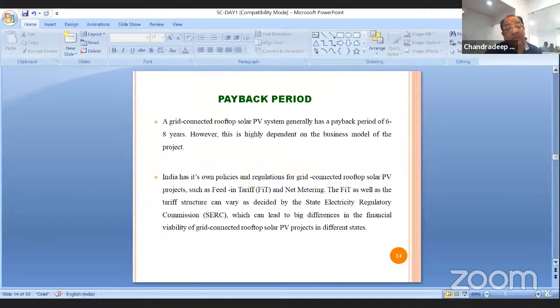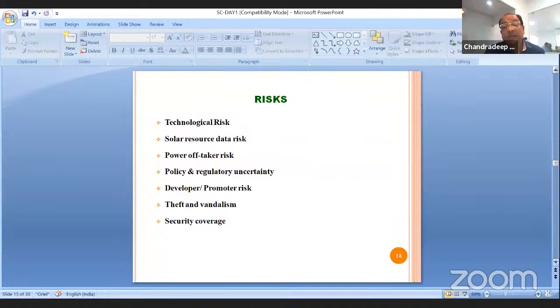And India has its own policy regulation for grid connected systems. I have discussed that; it is called feed-in tariff and net metering. Net metering monitors how much you generated and gave into the grid. And there is a rate, there is a tariff. For as many units as you give to the grid, you will get money from the local state government as per their rule. That is the State Electricity Regulatory Commission.